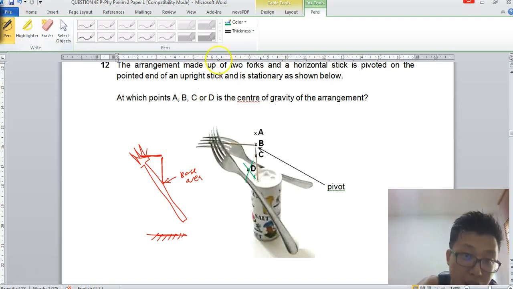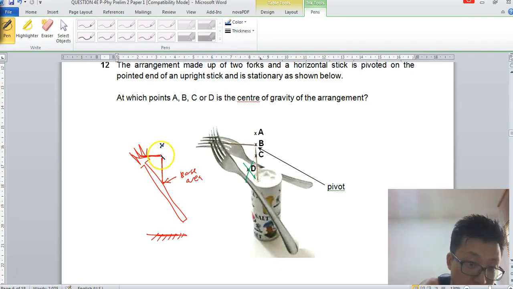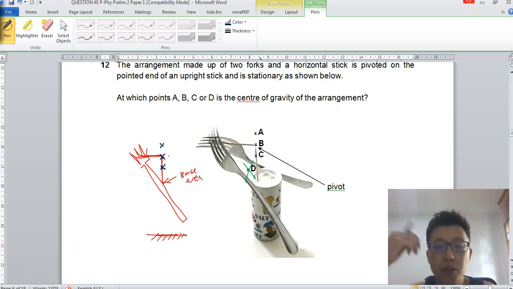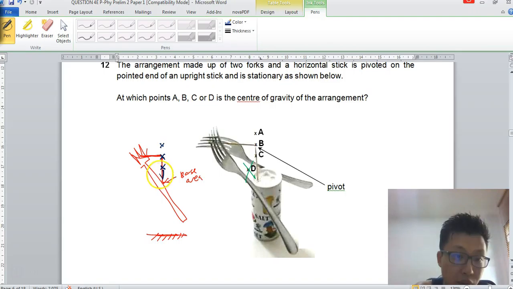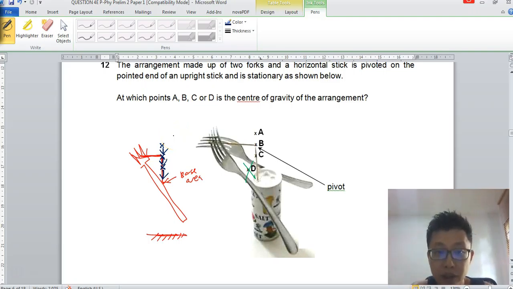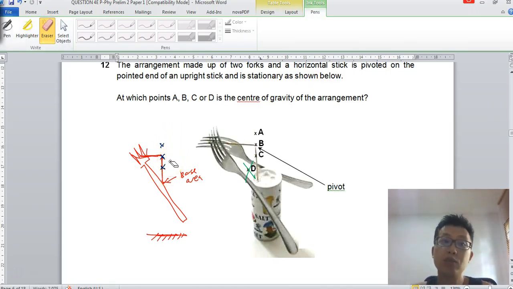So you can see that, let me choose another color. Now you have A, B, and C. Now, using the argument previously, if your CG is at A, B, or C, the weight will still be within the base area. So actually, if your CG is at A, B, or C, the thing won't topple. So meaning now you need to have one more argument so that you can confirm where your CG is, whether it's at A, B, or C. Let's do the easy one first. Can it be at A?